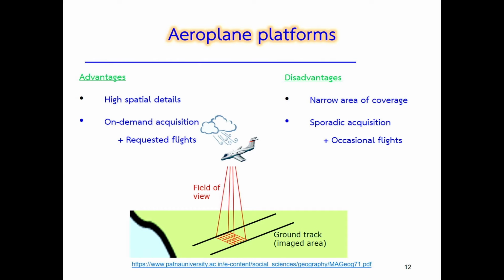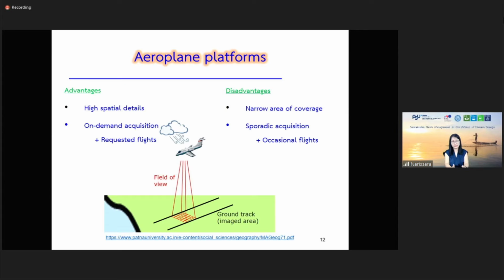The advantage of the aeroplane platform, of course, is that you can get very high resolution. When you get the image, you can see the photo so clearly. But if you want to use the airplane, you have to request a flight. You cannot just say, today I want to get the image from the airplane. You have to make a plan, request the flight, and pay.